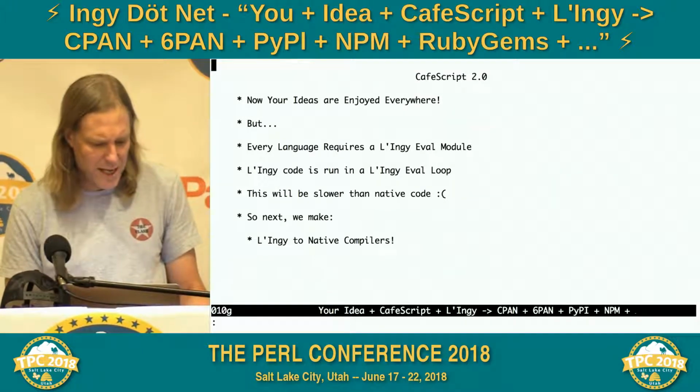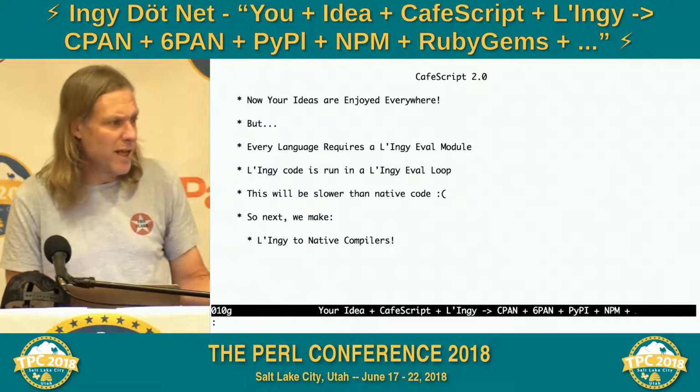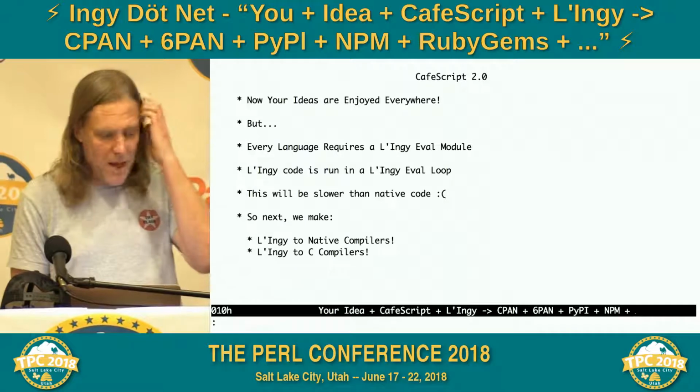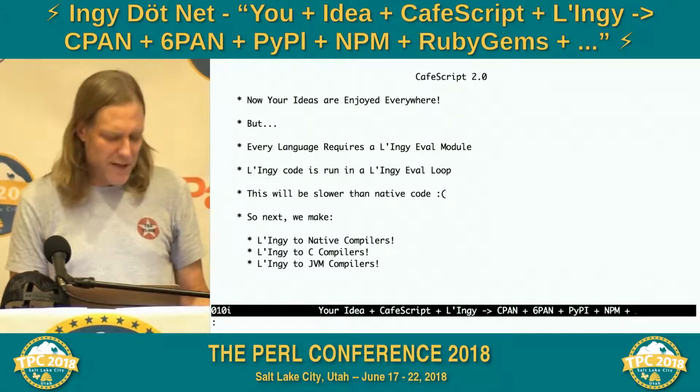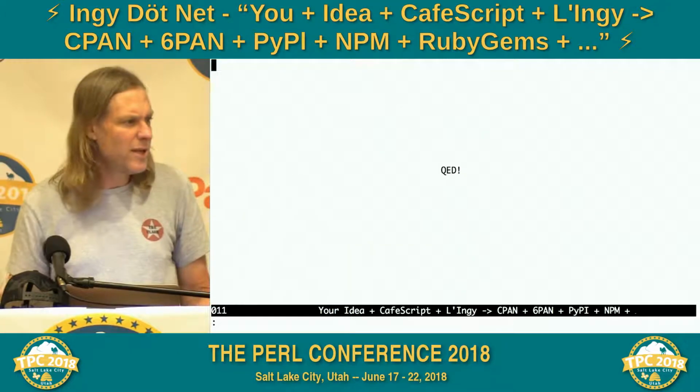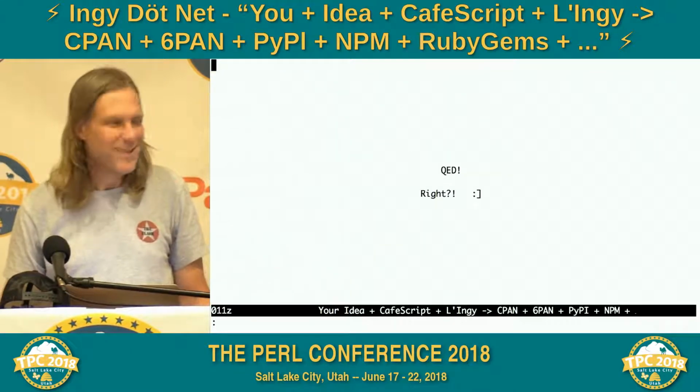So next we make a Lingy to native compiler, so I can go Lingy straight to Ruby, so it's pure Ruby, or I can go Lingy to C, or I can go Lingy to JVM for the JVM languages, or I can make a Lingy to LLVM, etc. QED, right?